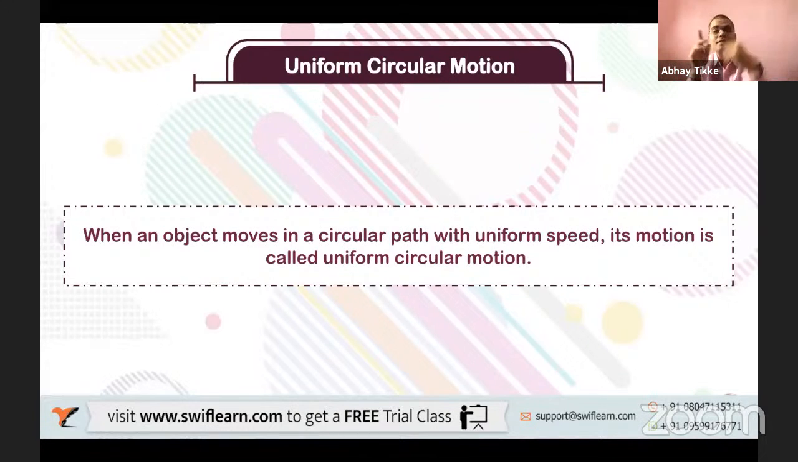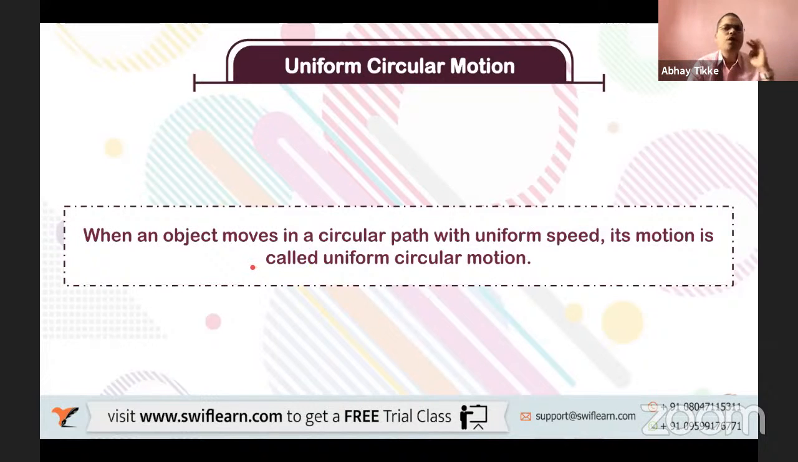We switch on the fan, it rotates. So the fan rotates at constant speed, right? That's why it is which motion? Uniform circular motion. So the blades of a fan are performing uniform circular motion. The definition is here, right? Right here. You see this? When an object moves in a circular path with a uniform speed, its motion is called uniform circular motion, right?